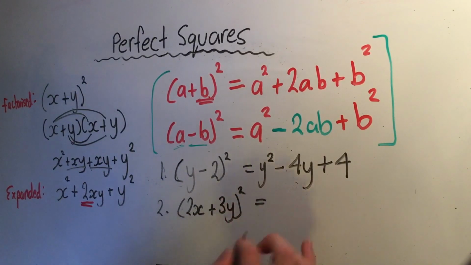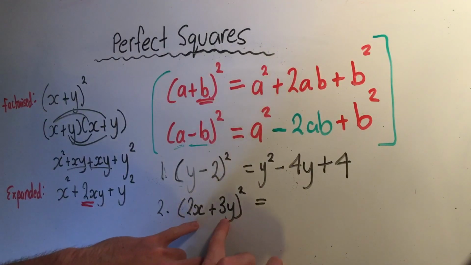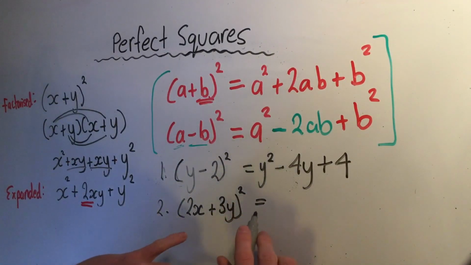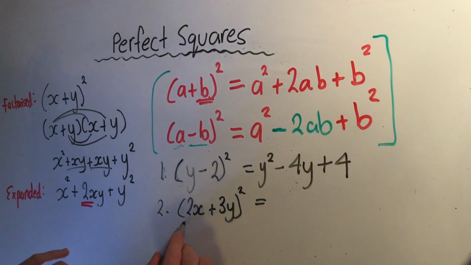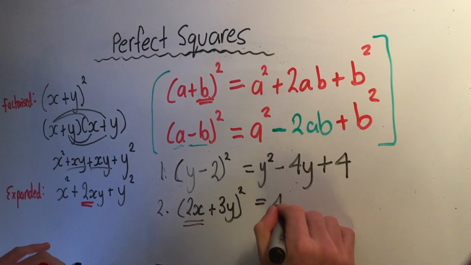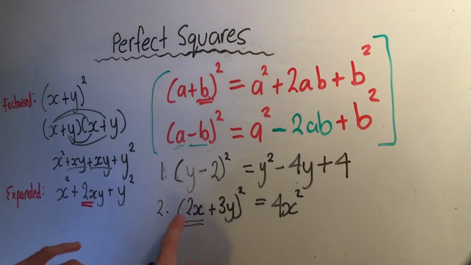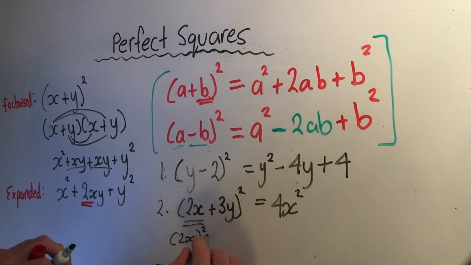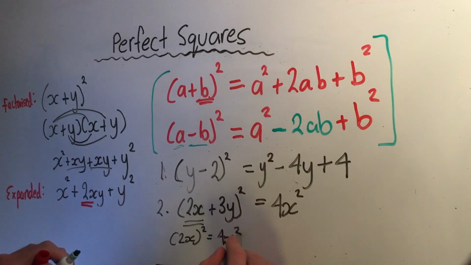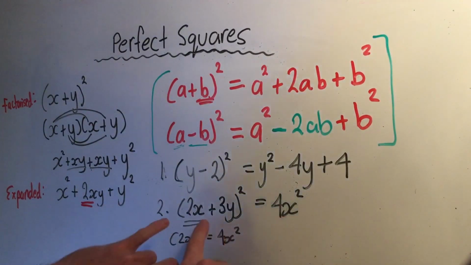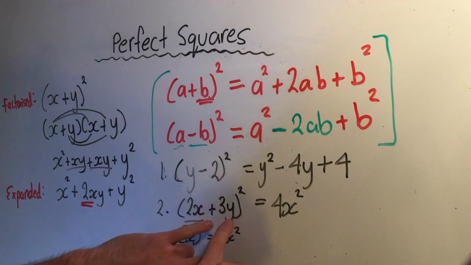Again, it's a perfect square because we have the bracket with two terms inside squared. And we're going to say, well, the rule is that it's going to be this first term squared, which is 4x squared. Don't forget to square the 2 as well. You have to square everything in the term. So it is 4x squared, because 2x squared equals 4x squared.